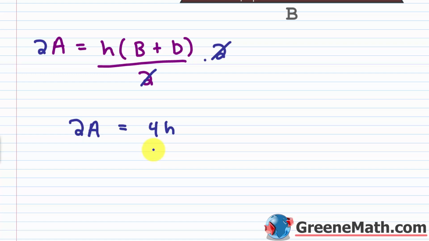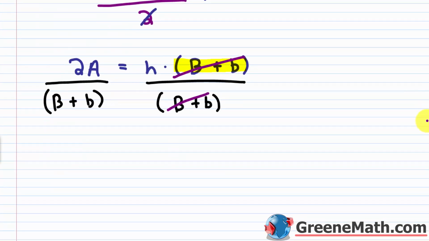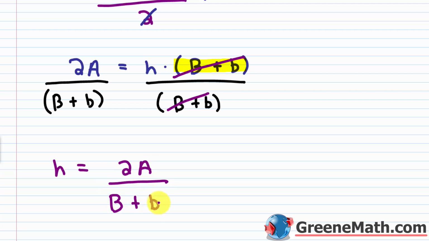What's multiplying H? Well, let's go back now. This quantity here is multiplying H. So all I've got to do is just divide both sides of the equation by that quantity, big B plus little b. So big B plus little b. And I've got my answer, right? This is going to cancel. And so what I'm left with here, I'm going to put H is equal to 2a over capital B plus lowercase b, okay? So now it's in terms of H.